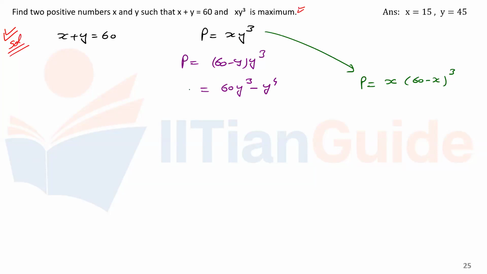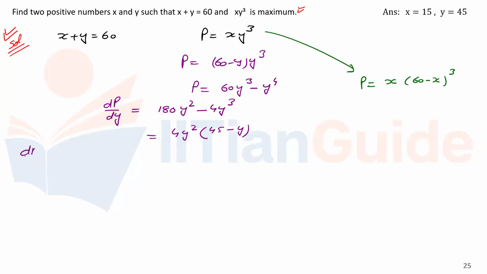I have replaced x in terms of y. I got p equal to 60y cube minus y power 4. Now I can differentiate. I will calculate the value of dp by dy. That means 60 into 3, 180. I'm writing directly 180 y square minus 4y cube. So I can take 4y square common. Then I'm getting 45 minus y. Am I right?